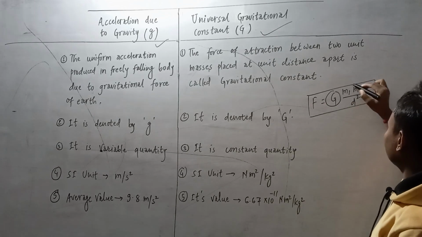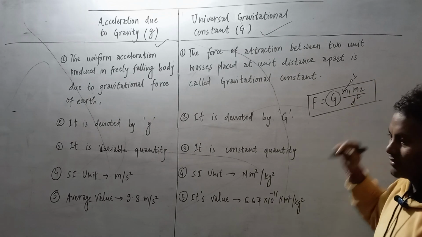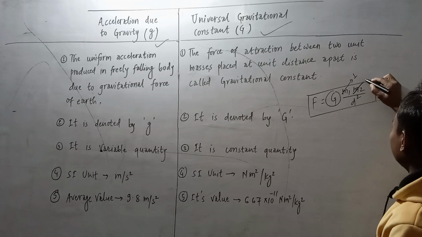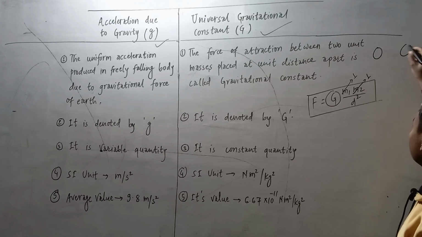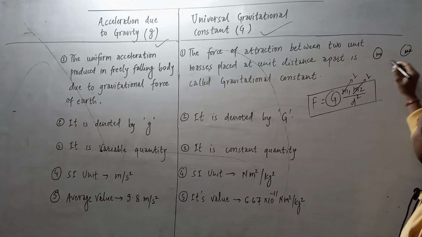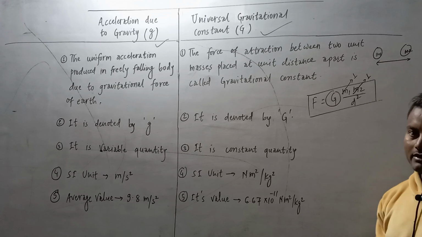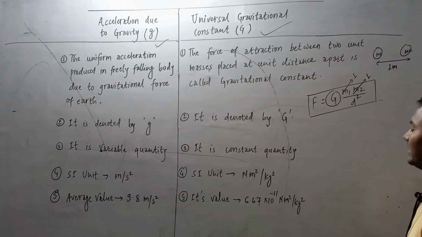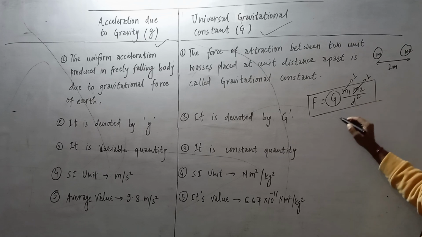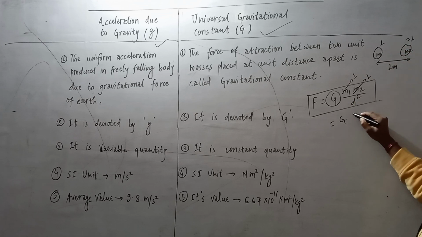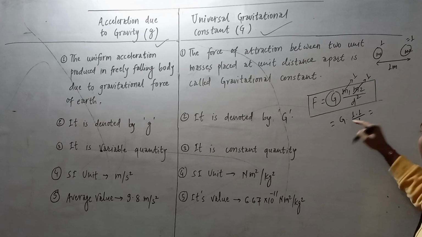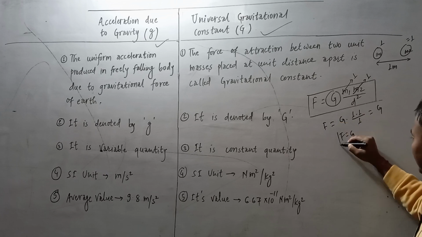When we put the value of m1 equal to 1, that is, the mass of the first body is 1 kg, and the mass of the second body m2 is also 1 kg, and these two masses are separated by 1 meter, or you can say unit distance, then we put these values in the equation: m1 is 1 unit, m2 is also 1, so 1 into 1 by 1. This value becomes G, so you can write F equal to G.